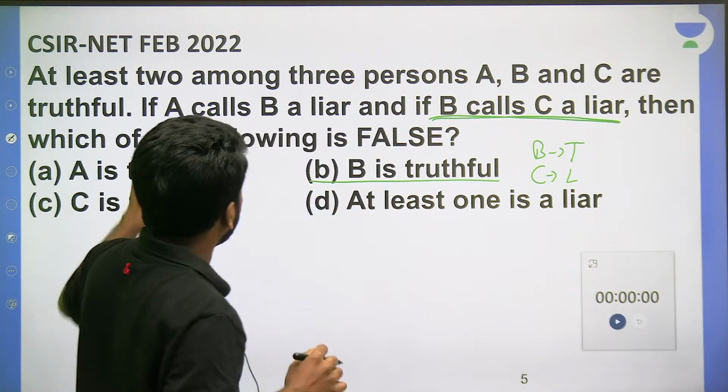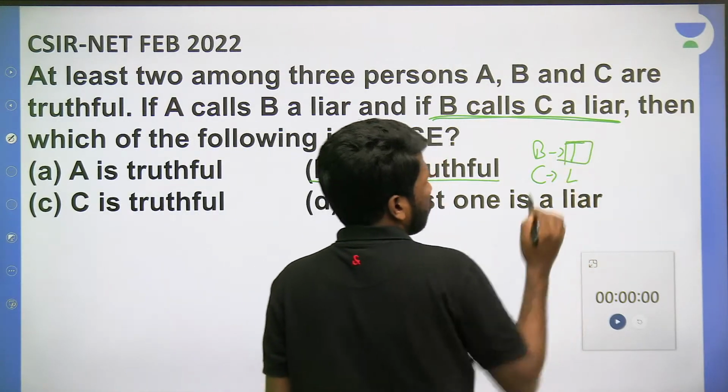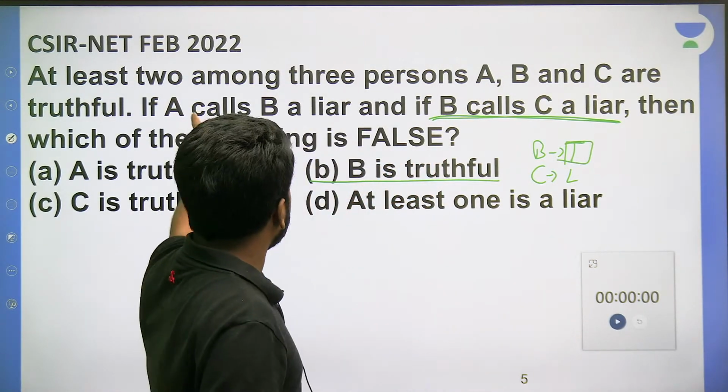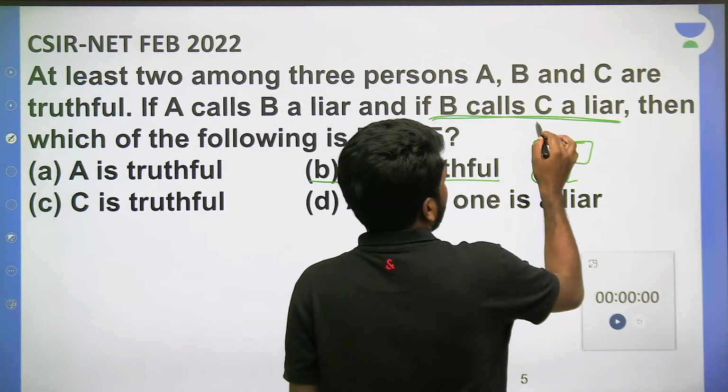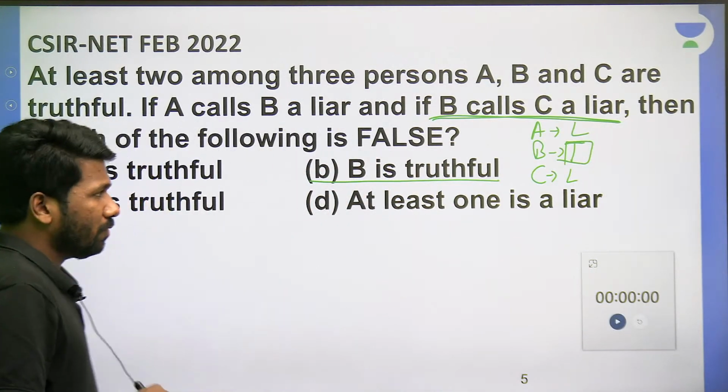Now what about A? A calls B a liar. हम assume कर रहे हैं B is truthful. We are assuming that B is truthful. So A calls B a liar. That is a lie. So A is lying. Understanding that, all of you?